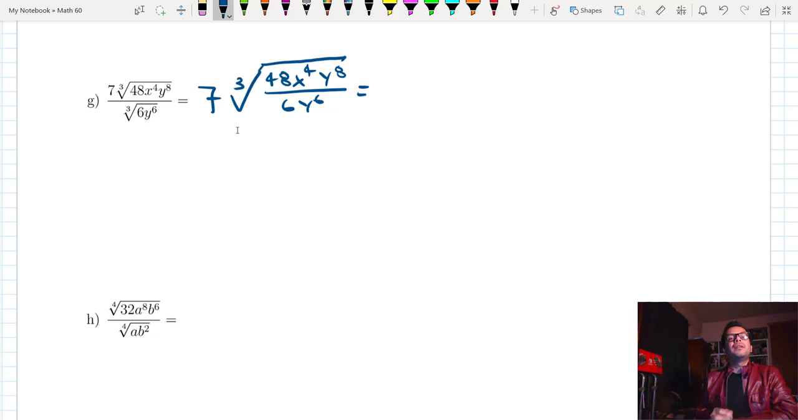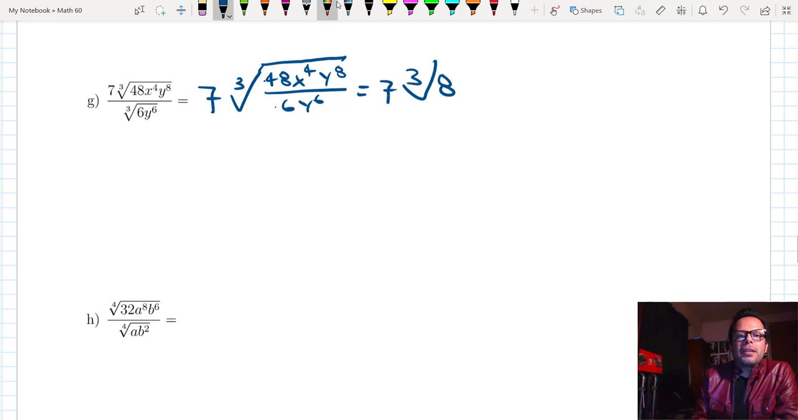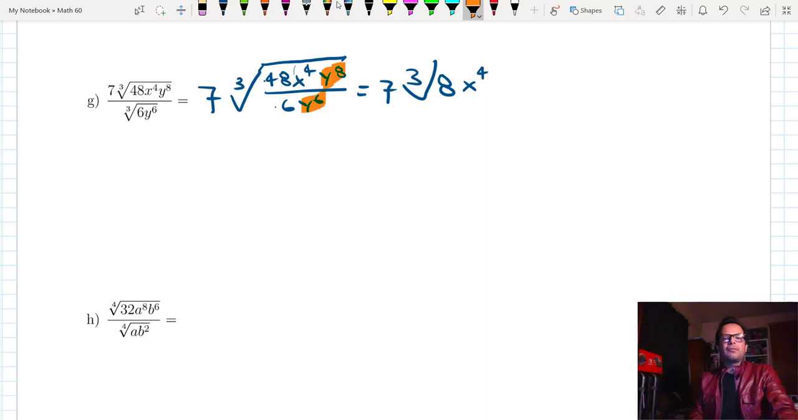Okay. Now let's simplify the expression inside of the radical. 48 divided by 6. That's going to give us 8. And then this x, notice this x to the 4. There are no other x's to simplify with. Just keep x to the 4th power. Okay. And in this case, we may divide y to the 8th by y to the 6th. We do that by subtracting 6 from 8 for the exponents, and we get y squared.